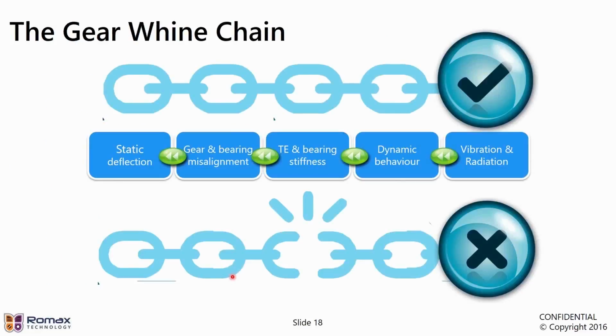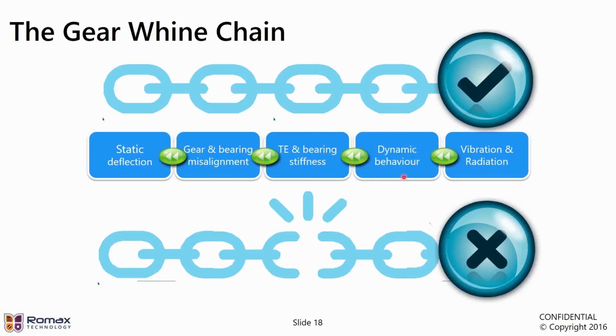So to illustrate this point, I'm going to introduce the concept of the Whine chain, and this shows how each thing depends on another thing, and therefore that we need to consider all of these things if the chain is not to be broken. So, for example, we know that the gear and bearing misalignment, we've already talked about this, depends on the static deflection of the whole system under load. So we need to model the whole system, we need to model the static deflection of the whole system to obtain this. As we saw at the start as well, the transmission error and also the bearing stiffness, which plays an important role in the transfer of vibration to the housing, they depend on what the gear and bearing misalignments are. So again, we need to know what the misalignment is to understand that.